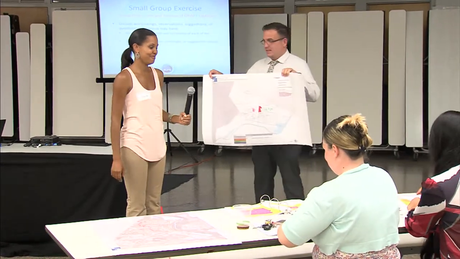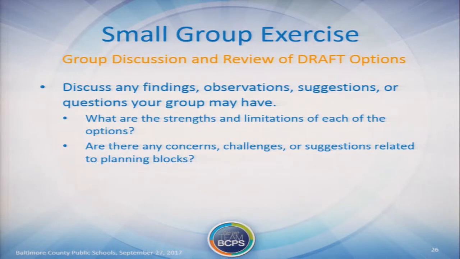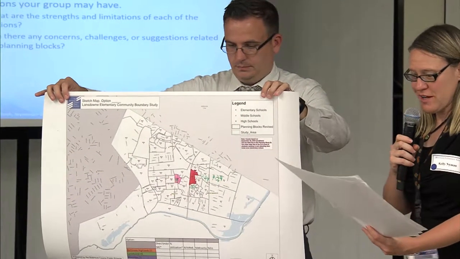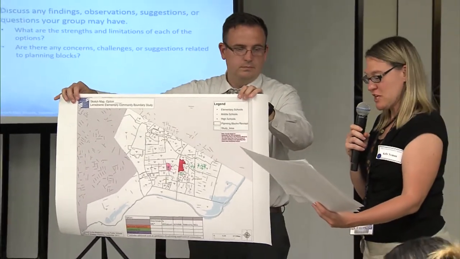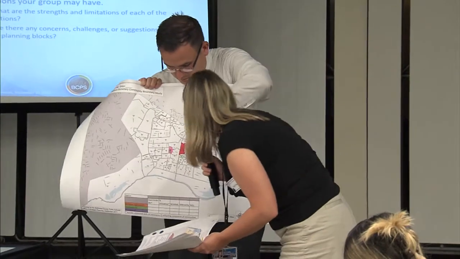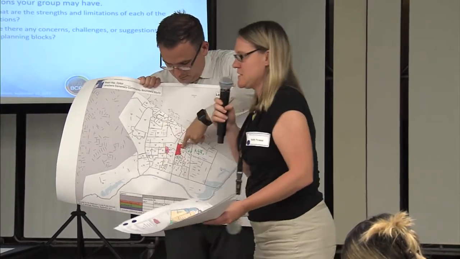So we tried to simplify it by just showing you what blocks could potentially change rather than looking at four completely different maps. So we have them colored, but just so you know. All right, and then I'll hand this to you. Thank you. Okay, we had our first draft, which we called the minimal change one. In that first draft, in every one of our options, we moved planning block 15.